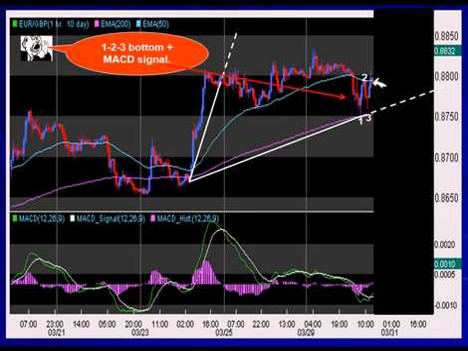So this is when you want to be buying on a 1, 2, 3 bottom. 1, 2, 3, and away she goes. Confirmed by MACD punching up through its trigger line. A really strong buy point because it's below the water line for MACD.